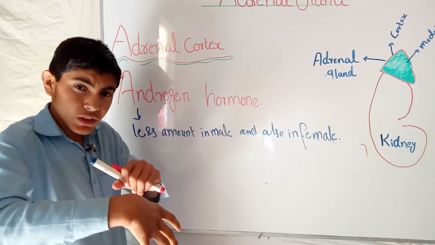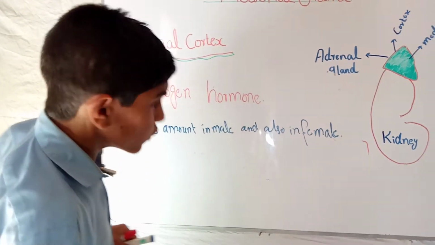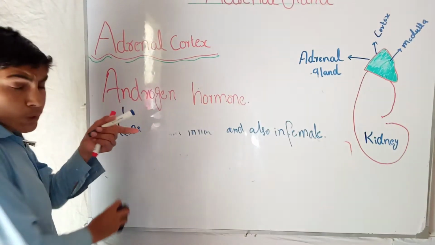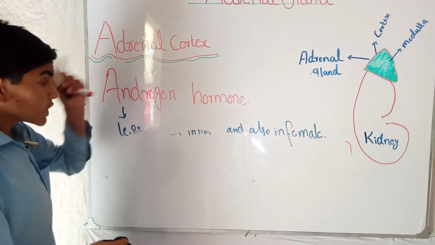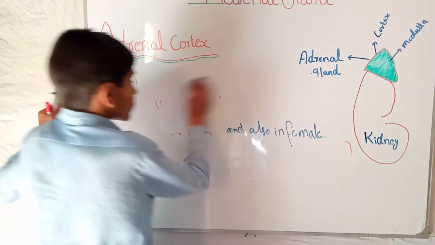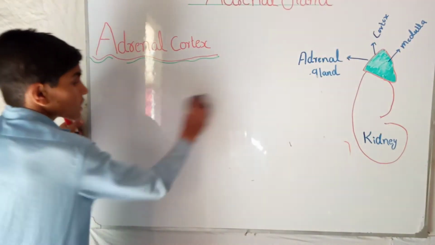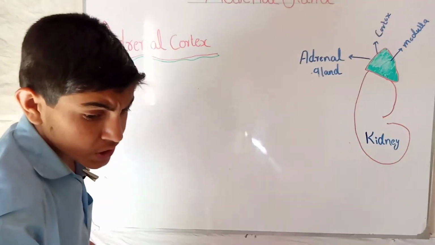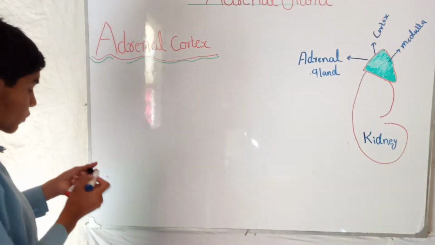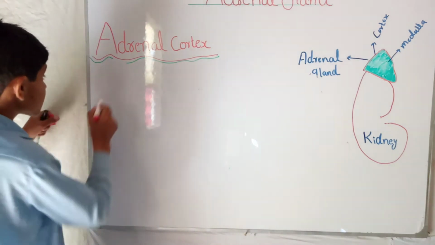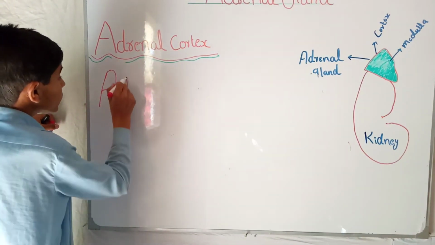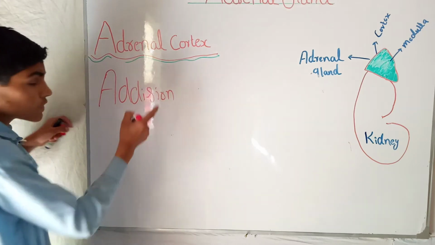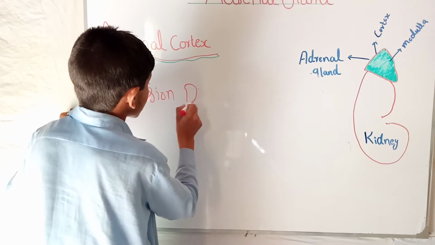Okay, now we are going to talk about some diseases which are associated with the secretion of these hormones by the adrenal cortex. The first disorder formed due to the secretion of adrenal cortex hormone is Addison's disease.